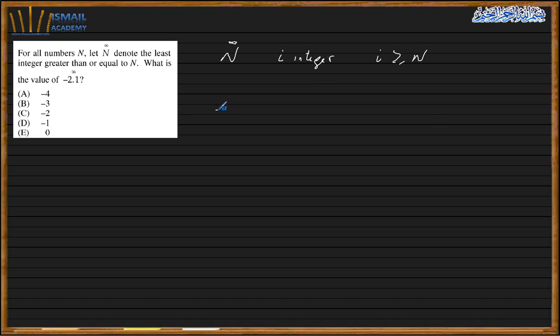So if I have minus 2.1, what are all the integers greater than minus 2.1? So it's minus 2, minus 1, 0, 1, 2, and so on. So I'm looking for the least one. That means the smallest one is minus 2. So this will be minus 2, and the answer is C.